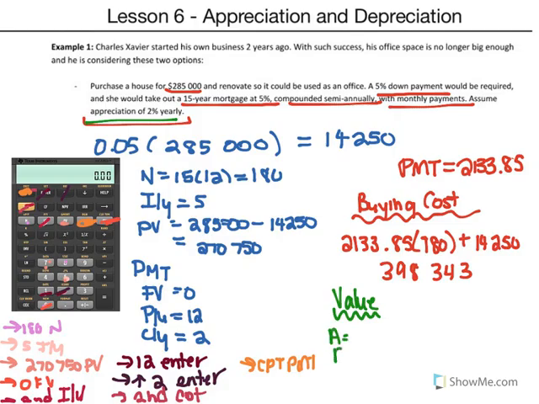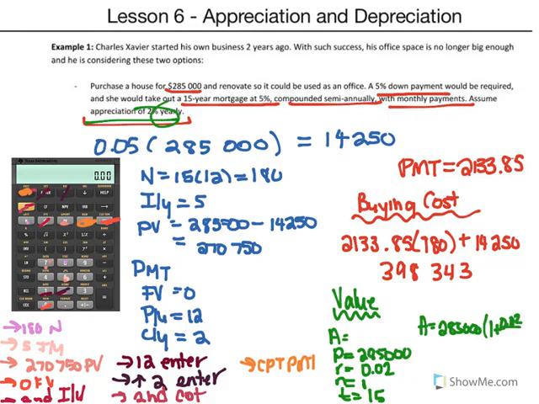So we have A, P, R, N, and T. Because it's compounding 2% yearly, R would be 0.02. It's compounding per year, which is 1. Every year it's worth more, and this is happening for 15 years. Right now the house is worth $285,000. So we're going to find the new worth of the house. We're going to type 285,000 times 1 plus 0.02 over 1, to the power of 1 times 15, which is 15.